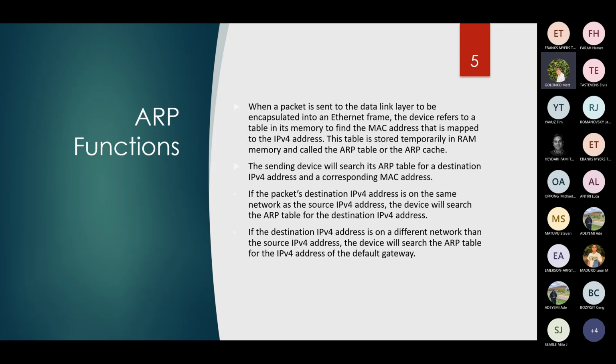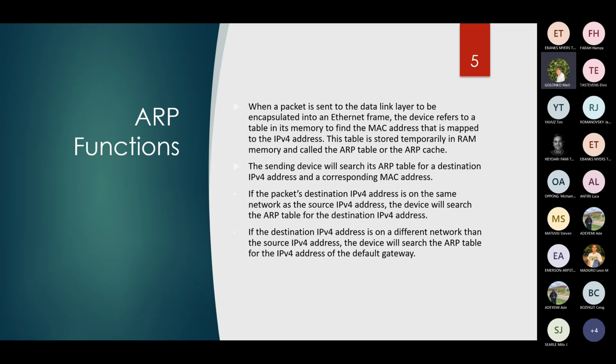Moving on to ARP functions. When a packet is sent to the data link layer to be encapsulated into an Ethernet frame, the device refers to a table in its memory to find the MAC address that is mapped to the IPv4 address. This table is stored temporarily in RAM memory and called the ARP table or ARP cache. The sending device will search its ARP table for a destination IPv4 address and a corresponding MAC address. If the packet's destination IPv4 address is on the same network as the source IPv4 address, the device will search the ARP table for the destination IPv4 address.